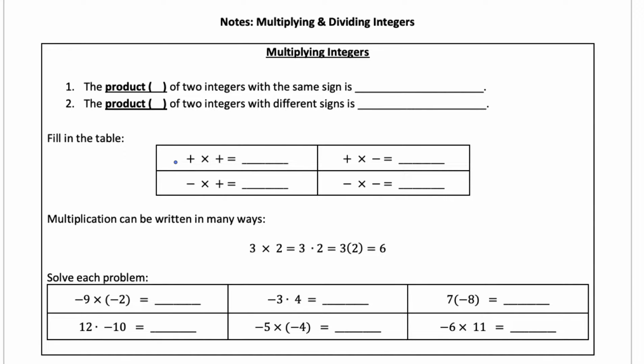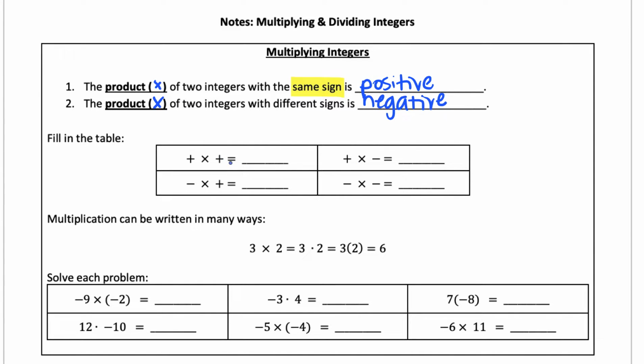In this video, I'll be going over our notes for multiplying and dividing integers. Multiplying integers will have these rules whenever we are doing a problem with two or more numbers. The product, or multiplication answer, of two integers with the same sign will always be positive. However, when we have two integers that are being multiplied and we're finding their product, then if they have different signs, their answer will be negative.